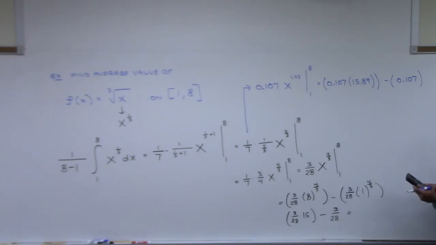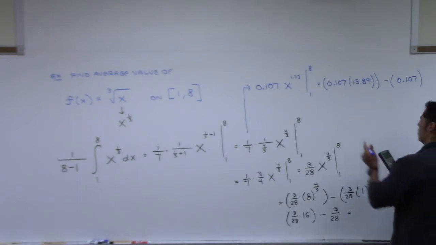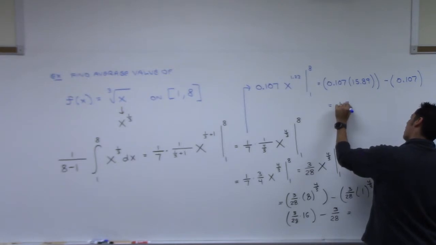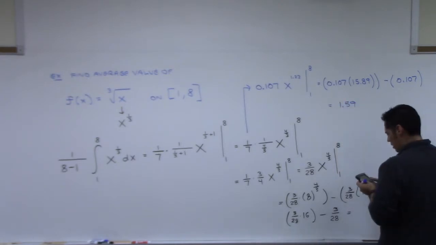Let's see if I did this wrong. 8 to the 1.33, 50.89 minus... Did I? Yeah. I'm getting 1.59. I'm not sure about this.